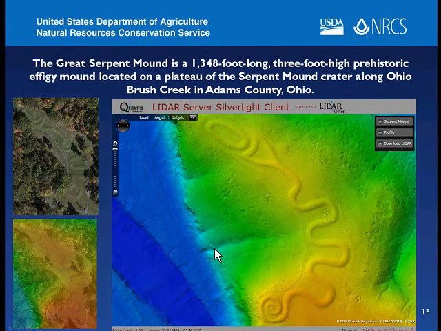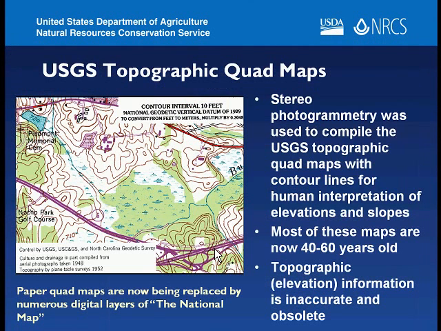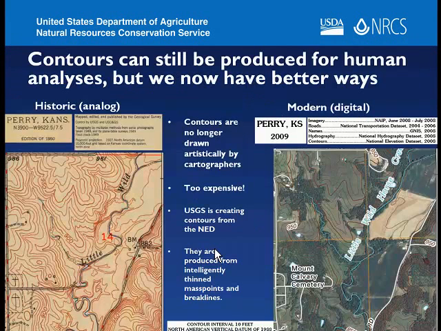USGS topo maps, we've been using them for many, many decades, and they're being replaced. This is a traditional topographic map from USGS at a 10-foot contour. Here's an example for Kansas, where the map on the left is a historical analog topographic map. Those contours are no longer being drawn by cartographers because it takes too long and it's too expensive. On the right is an example of contours that are generated from an elevation data set.